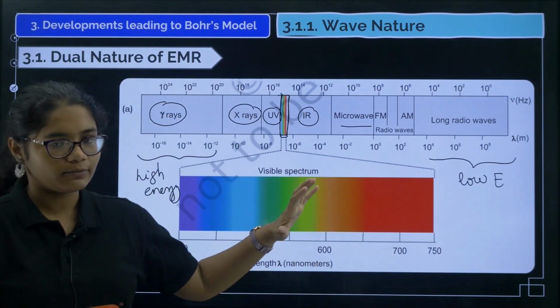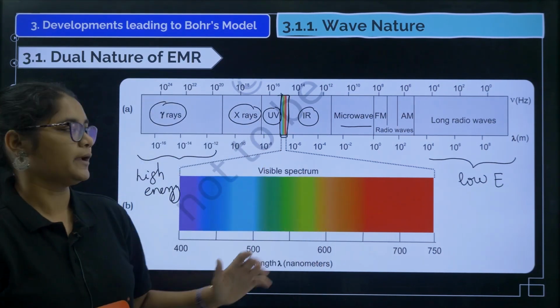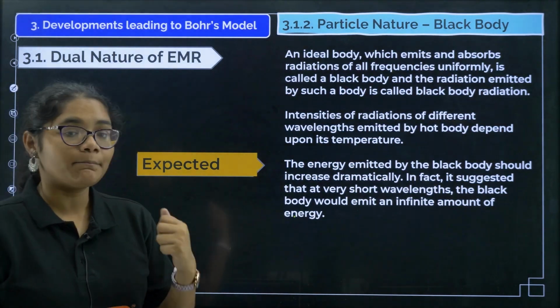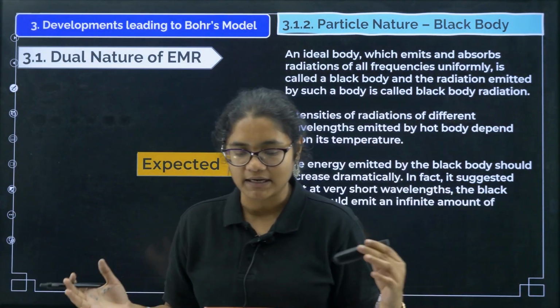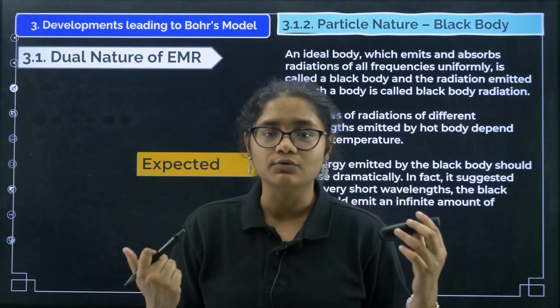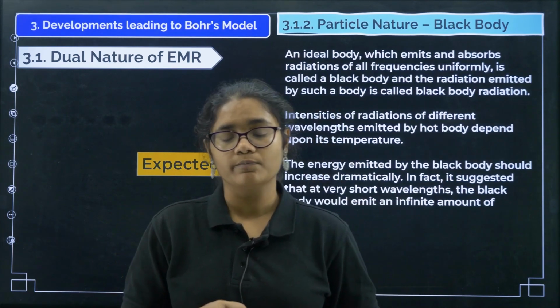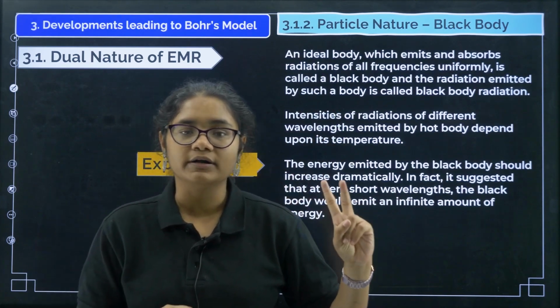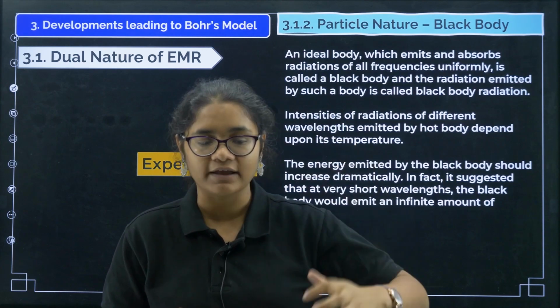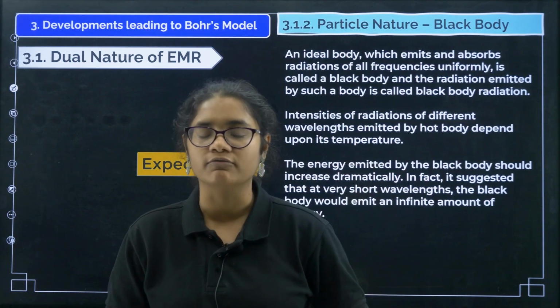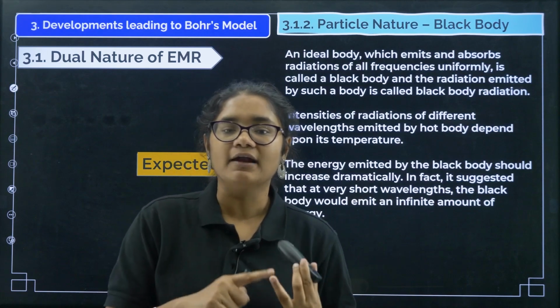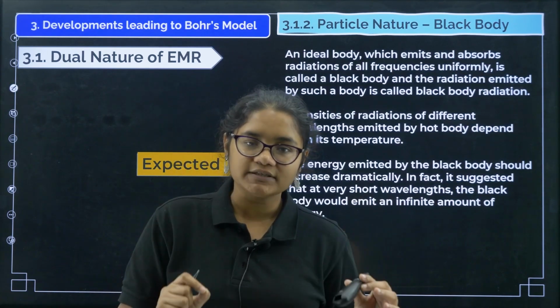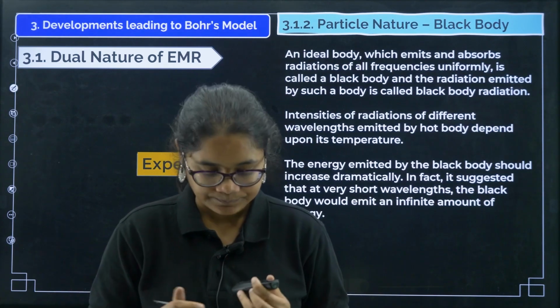So what is the electromagnetic spectrum? It is clear. Now let us go to the particle nature. This was something which blew scientists' minds, a very new concept that scientists came to know. I told you there were two important events that gave the idea of the particle nature of electromagnetic radiation. Those were black body and the photoelectric effect. So first we will discuss black body.